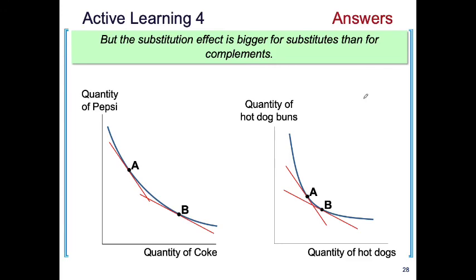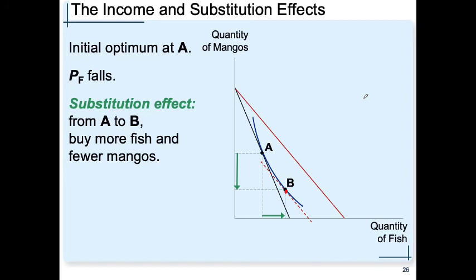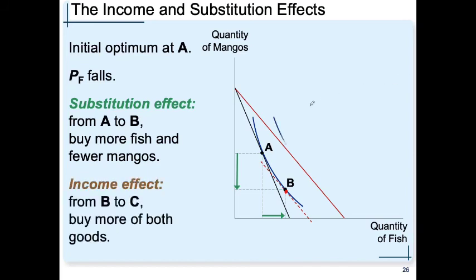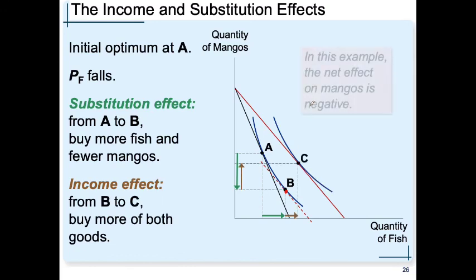Why is this important? Let's go back and take a look at this. So we said two effects happen whenever there is a change in price, the income effect and the substitution effect. The substitution effect was basically saying that since mangoes are more expensive, I want to consume less of them and more of fish. And the income effect was saying since my purchasing power has gone up, I can consume a higher amount of both of them.